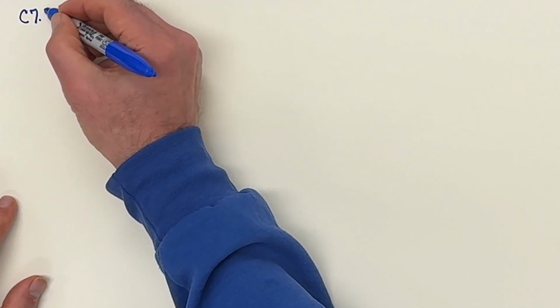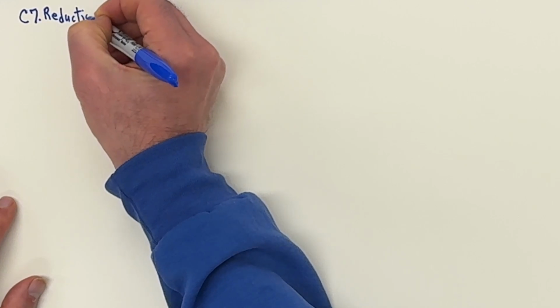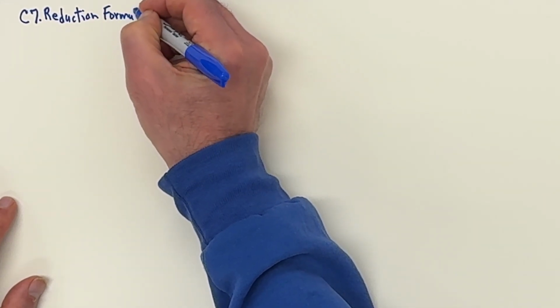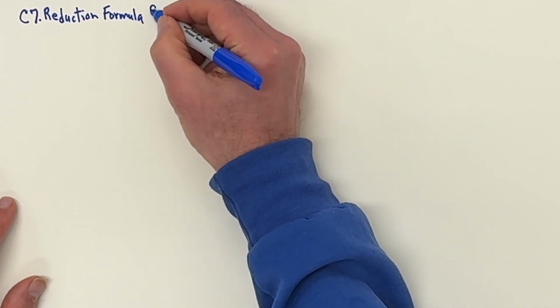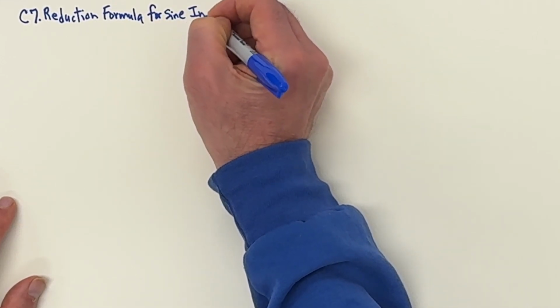C7, reduction formula for sine integrals.